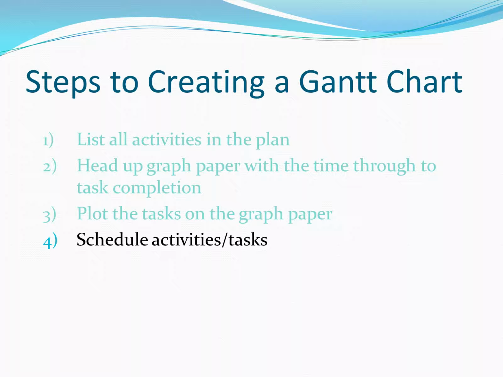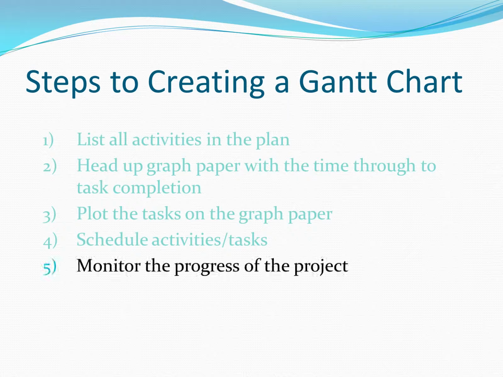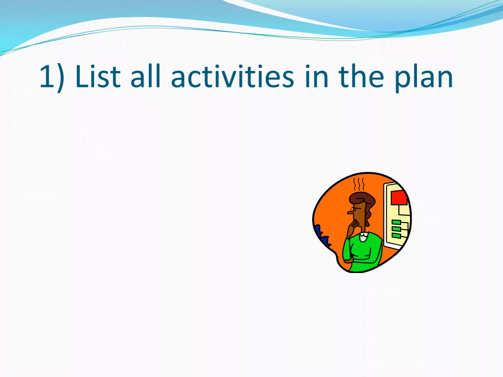And then next thing will be to schedule all of your activities or tasks. So go through and start marking down your begin dates and end dates of each of those tasks. And then just monitor the progress of your project. So as things go along, you'll be shading in your graph based on how percentage-wise of your task is complete.